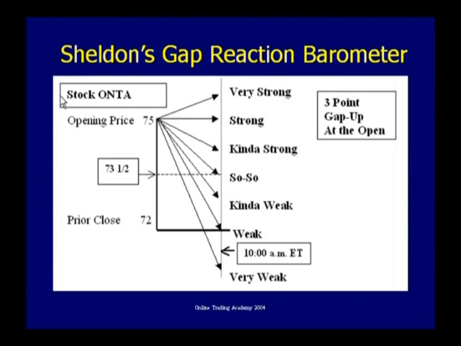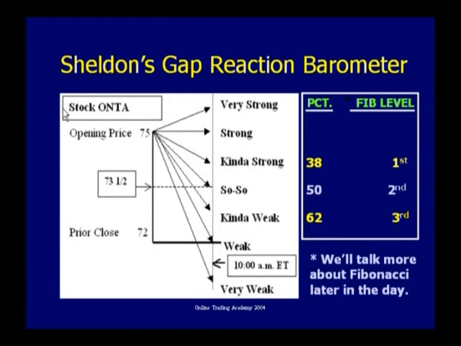Alrighty? Where did we get these? Well, again, we're going to talk about it at great length in the Fibonacci section. But that's where we got these guys. Basically, we're talking about the 38.2, the 50%, and the 61.8%.